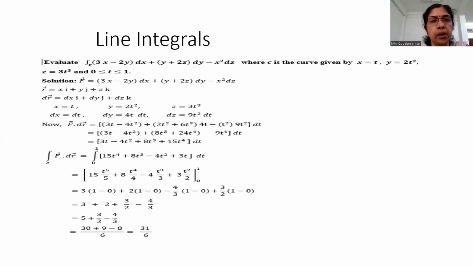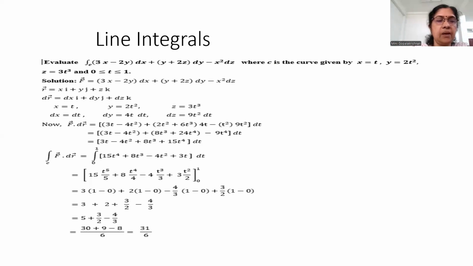So we need to reduce all the three variables into a parameter t using the curve relation given here. So we have x is equal to t, and in turn, we'll find dx. y is equal to 2t squared will give us dy, and z is equal to 3t cubed will give us dz. So find all these six values, x, y, z, dx, dy, dz, and then put them in the integrand. Then we will integrate.